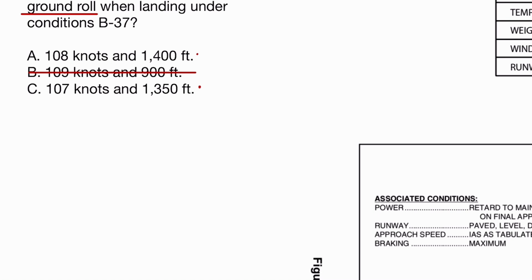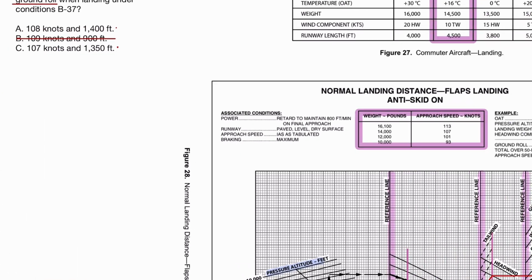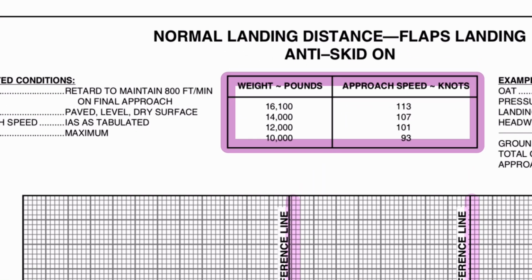These answers are so close together that while sometimes you can get away with just taking a median number in these charts, you can't do that here because all of your answer choices are so close together you could very easily guess wrong. And so we're going to learn how to interpolate. And what we're doing is we're coming to this part of the chart, and this part of the chart is talking about the approach speed compared to the weight.